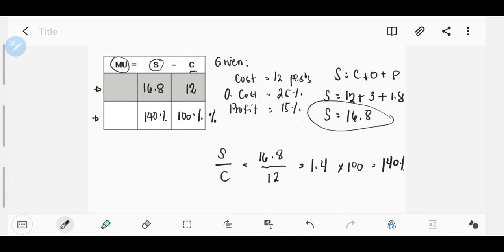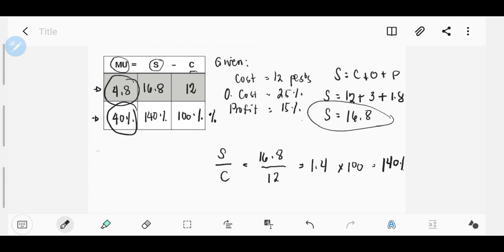So, ano yung markup natin? All we have to do is follow the formula. Markup is equal to selling price minus cost price. So, ang selling price natin is 16.8 minus 12. That gives us 4.8. And then, ano yung percentage or yung rate? So, 140% minus 100%, our markup rate is 40%.